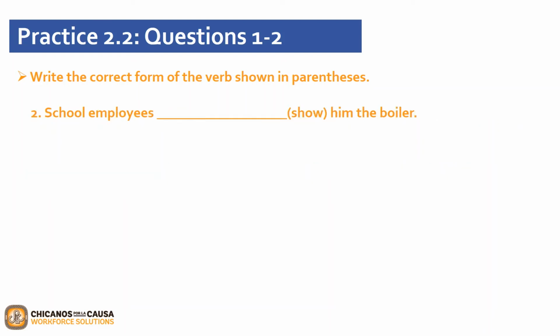The second question says, "School employees blank show him the boiler." What would be the correct form of the verb shown in the parentheses? The correct form of the verb shown in the parentheses would be, "School employees showed him the boiler."